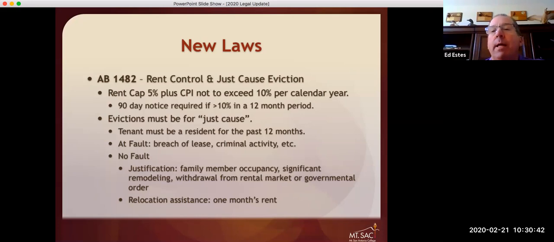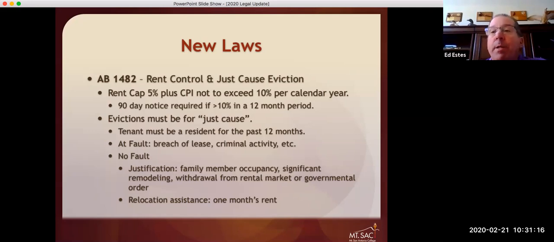Significant remodeling. At the very least, you're going to need a permit. My feeling is the remodeling, when it is being done, would impact habitability. In other words, during the remodeling, the premises really aren't fit for occupancy. You're going to be shutting off utilities like power, gas, electricity, sewer, things of this nature. So the premises is not habitable. That would certainly qualify.